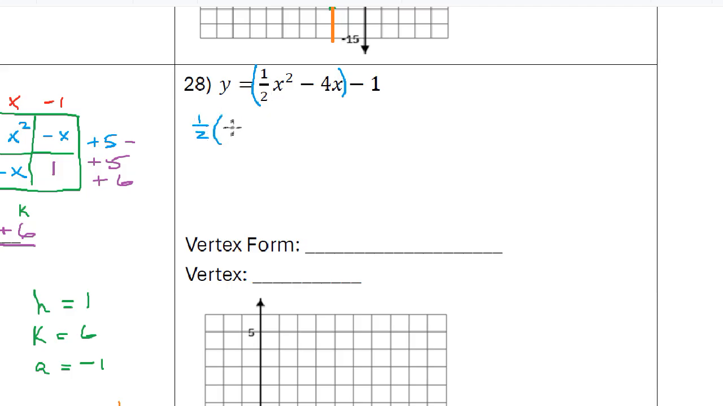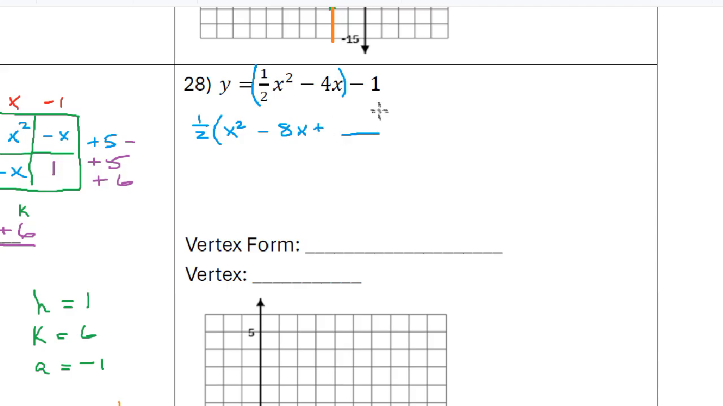So 1/2 times x squared gets me back to 1/2 x squared. And 1/2 times negative 8x, this will throw you guys sometimes. 1/2 times 8 is 4. So 1/2 times negative 8 is negative 4. And then we have to actually put this plus here.